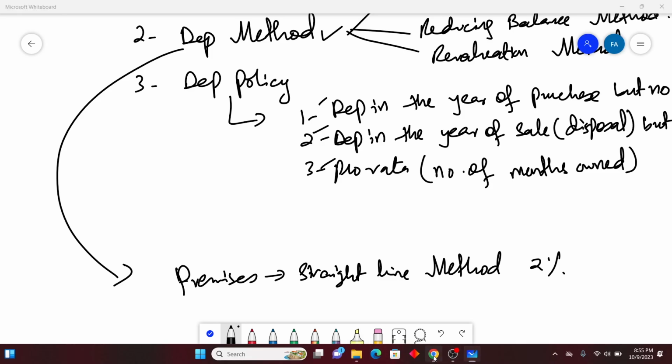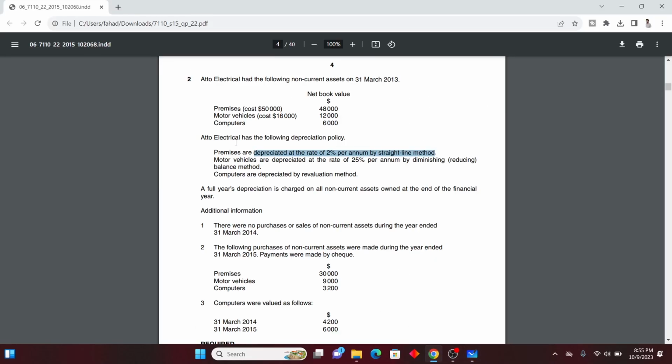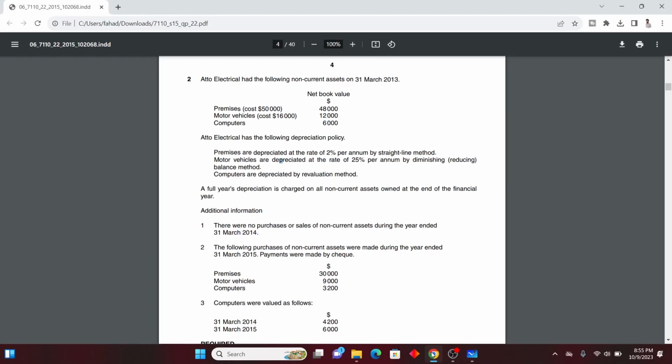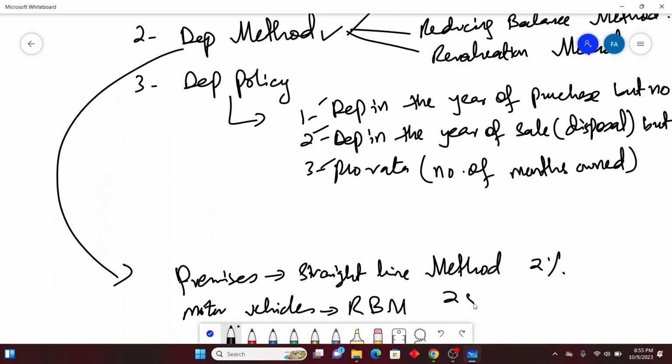And then we look for the next asset, which is motor vehicle. Motor vehicles are depreciated at the rate of 25% per annum by reducing balance method. So I'll write it down over here. Motor vehicles. Okay, I need to adjust my tablet. Motor vehicles, so it is reducing balance method, RBM, which is percentage, I guess, is 25%. Okay, so it is 25%.